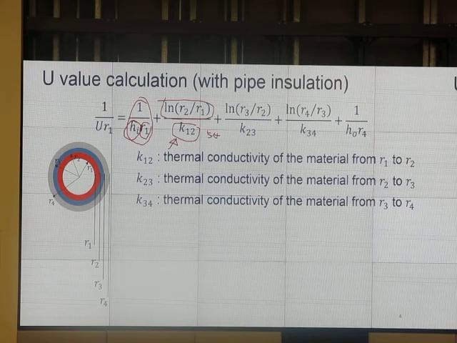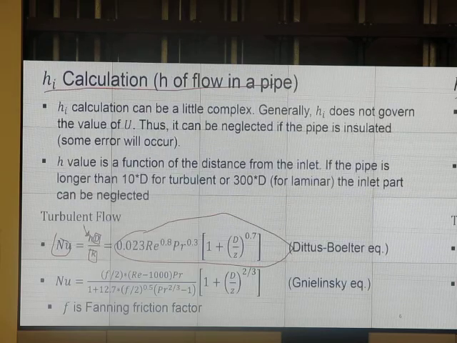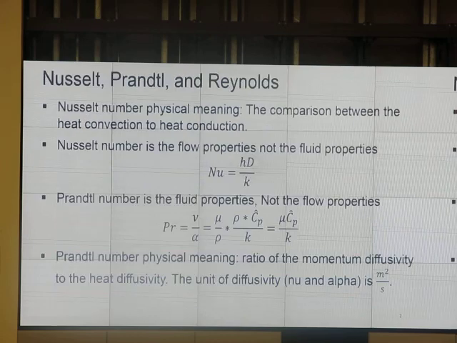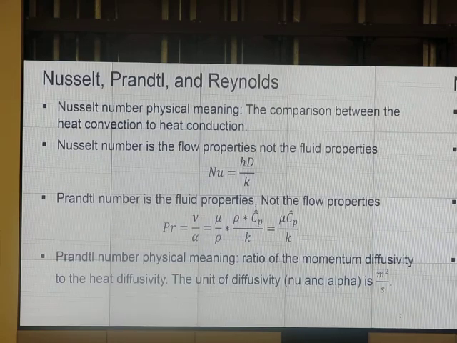R2 is OD or ID? OD over ID, outer radius divided by inner radius. The ratio is the same. Alright, so the next term that we don't have is the outside heat transfer coefficient. How much heat convection happens outside? We have another formula. But before that, this term we talked about briefly, right?